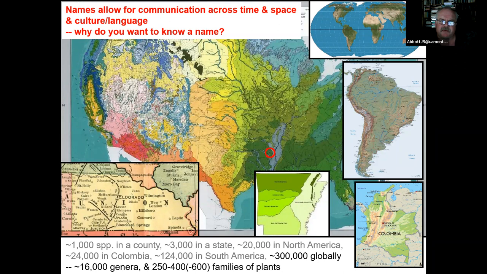So species are not evenly distributed across the planet. If you're trying to learn the species, the names, you kind of have to ask yourself, okay, why? What do you want to know the name for? And how many names do you actually want to try to learn here? Because globally, there's up to 300,000, maybe as many as 400,000 species of plants, right? And if you say, okay, there's too many species, I'll just learn the genera, well, there's still 16,000 plant genera, right?